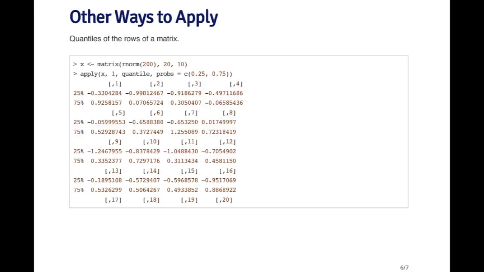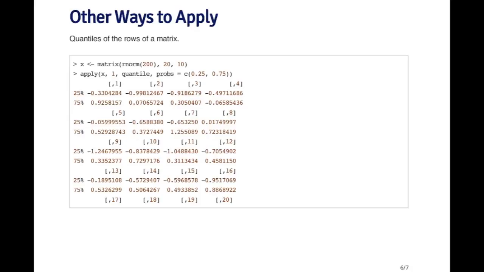Now the quantile function needs the quantiles that you want to calculate, so there's no default value for that. So I actually have to pass it to the quantile function through the dot dot dot argument of apply. So here, the argument for quantile is called probs, and I give it 0.25 and 0.75, meaning I want to calculate the 25th percentile and the 75th percentile. So what this call does is it goes through each row of the matrix, and for each row it calculates the 25th and 75th percentile. So for each row there's going to be two numbers that are returned.